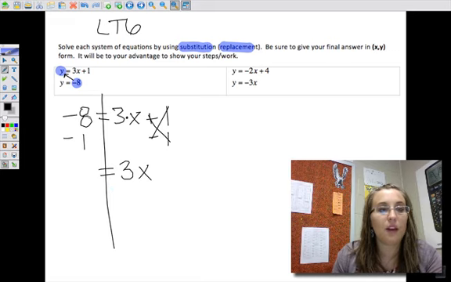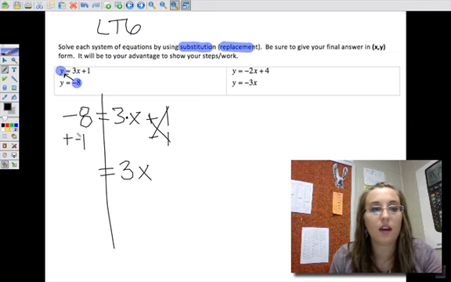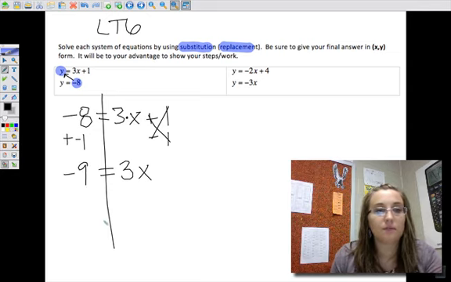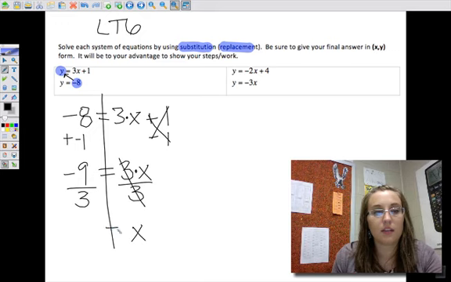I need to do -8 minus 1. Think of this as -8 plus another -1. That will give me -9. That means 3 times my x equals -9. So the last thing that I need to do is divide by the 3 to get rid of this coefficient. So I'll be left with x equals -9 divided by 3, which is -3.